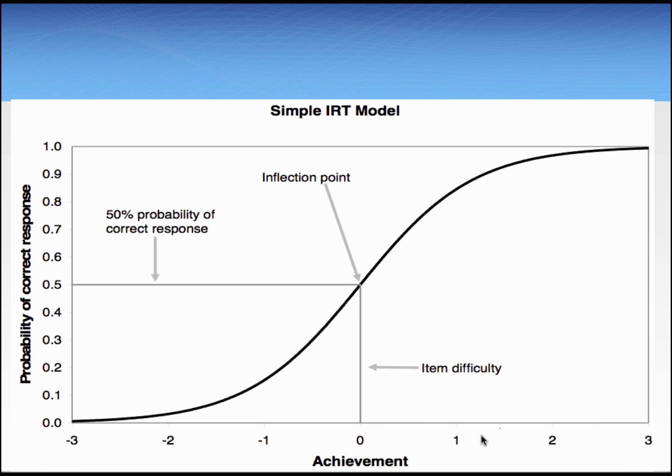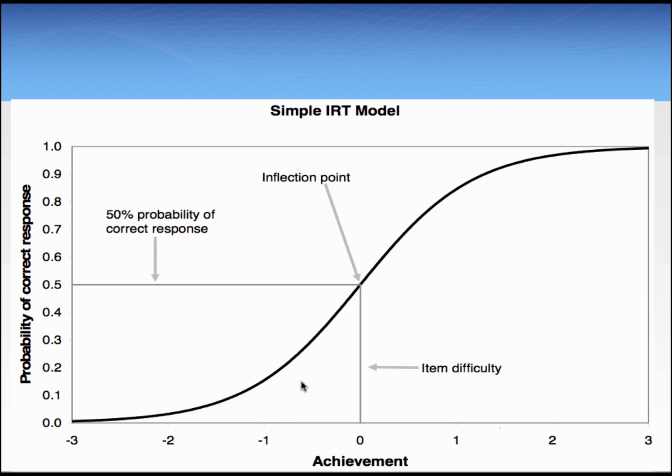We have on the x-axis the achievement, so 0 would be the average, then we have -1, -2, -3, which should be very low ability over here, and then 1, 2, 3, very high ability over here. So that will be the achievement variable, a latent variable. Then on the y-axis we have the probability for a correct response. 0 is down here and 1 is up here.